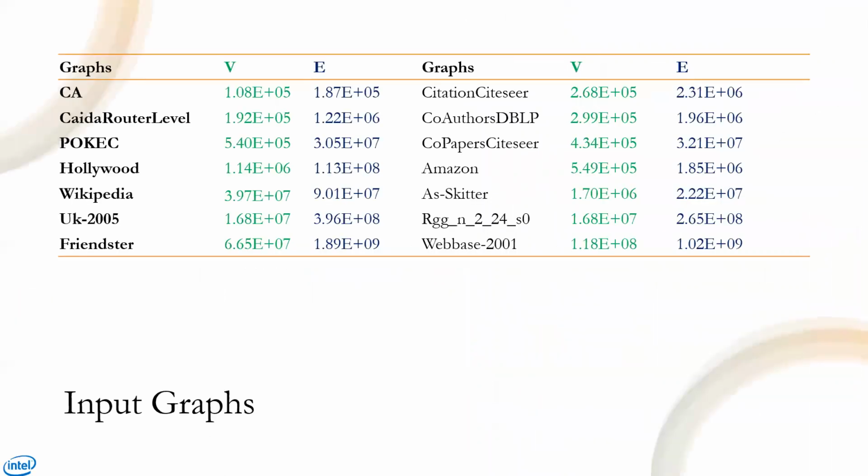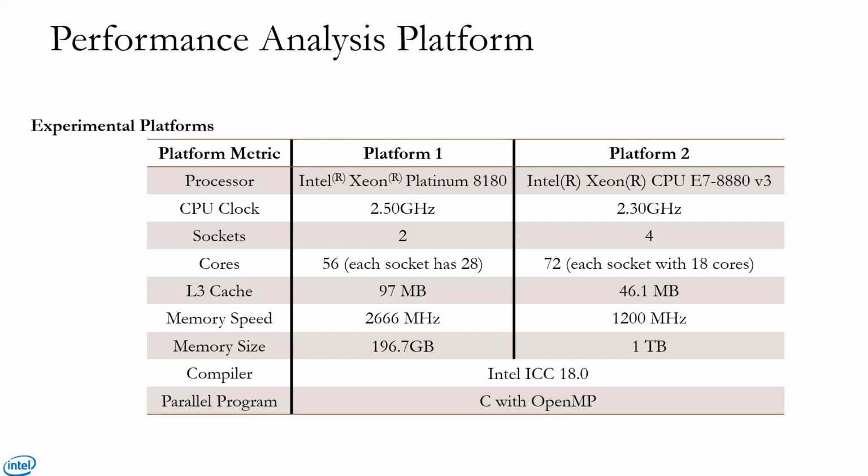Now let's look into some experimental results. We have used several real-world graphs to test our algorithms, including graphs with billions of edges. We used two Intel platforms, a 56-core 2-socket Skylake machine and a 72-core 4-socket Haswell machine with 1 terabyte of memory to run these programs.